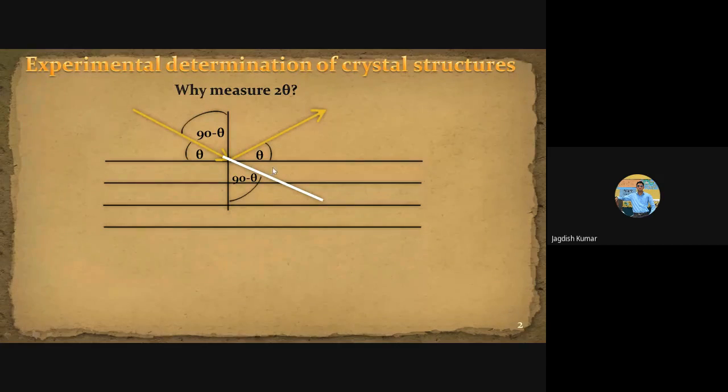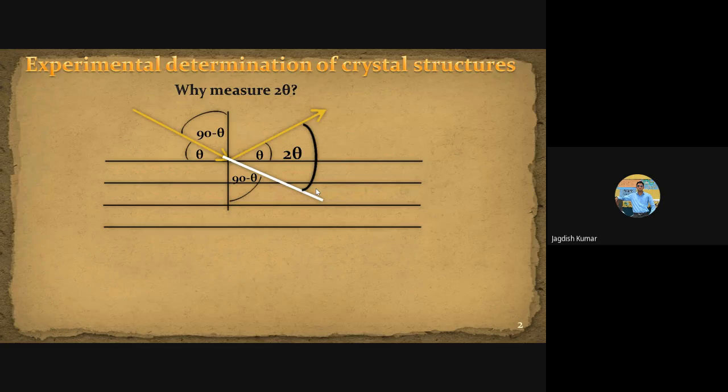This angle will also be theta, because this is perpendicular. So the angle which the undeviated beam path makes with the atomic plane will be theta. So what is this total angle? This total angle is going to be 2 theta, theta plus theta. That is why we plot 2 theta versus intensity.